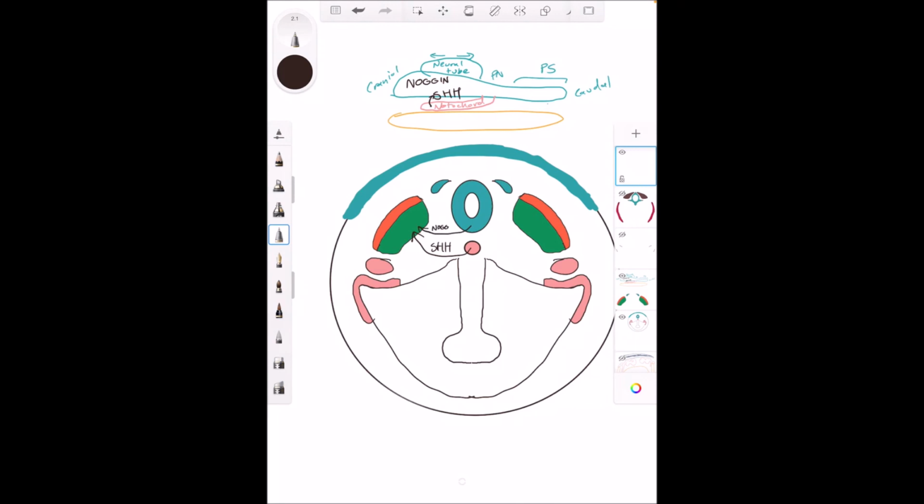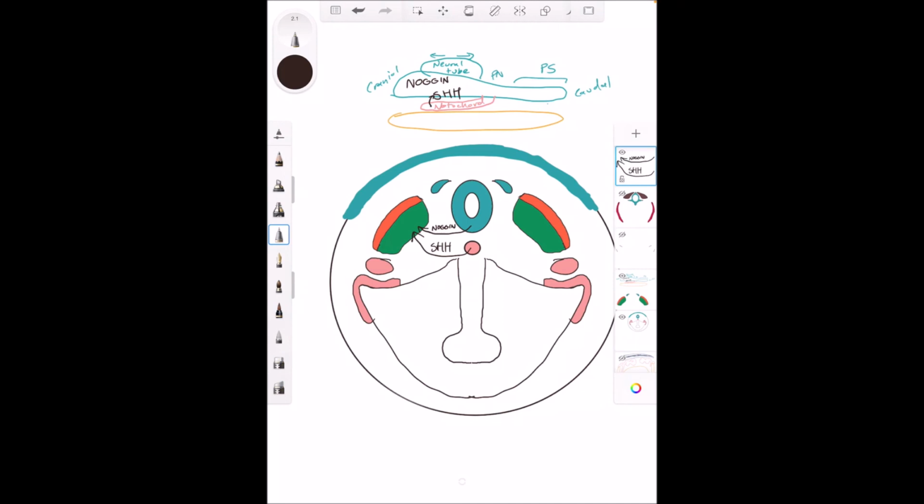If you remember, both of these used to be just paraxial mesoderm, but now the green area is going to become the sclerotome, and the orange area is going to have different proteins acting on it that make it into something else. So let's write down what the green area becomes. So green is the sclerotome.